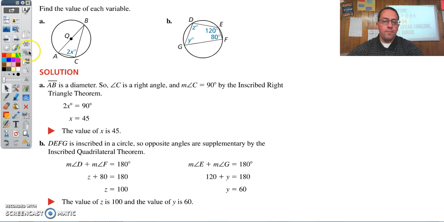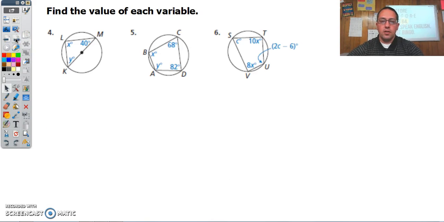All right? Easy stuff. So what I want you to do is solve these three problems. Solve for each of the variables. You've got two variables in each one. Pause the video, work these out, and then come back and check your work. All right, let's see how you did.